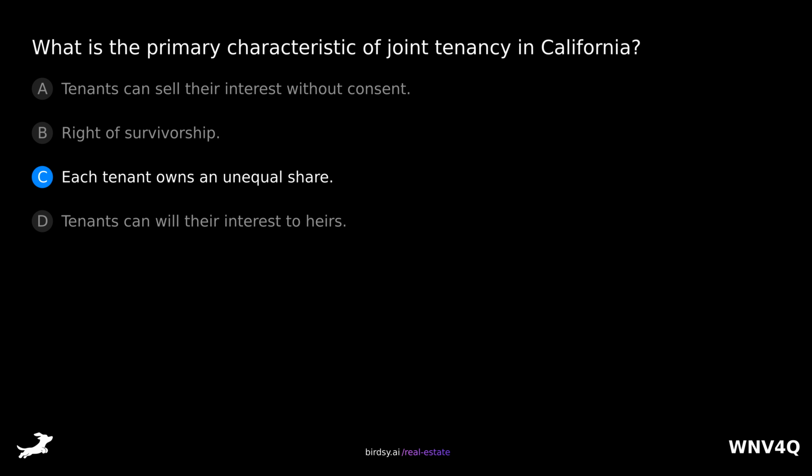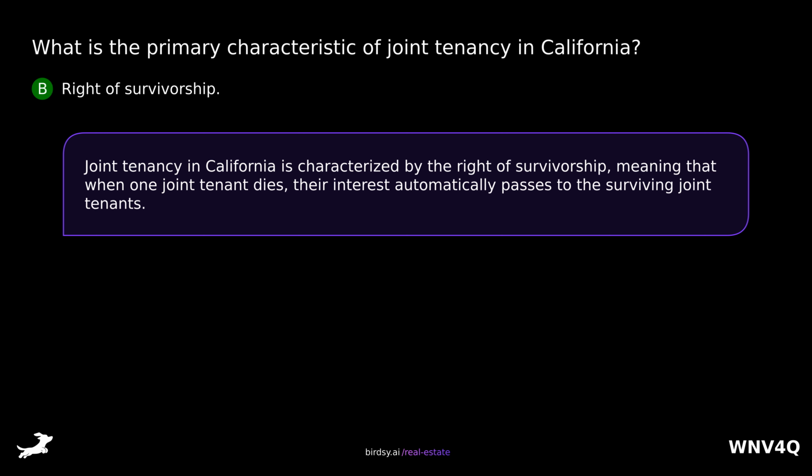C, each tenant owns an unequal share? Or D, tenants can will their interest to heirs? The answer is B, right of survivorship. Joint tenancy in California is characterized by the right of survivorship, meaning that when one joint tenant dies, their interest automatically passes to the surviving joint tenants.